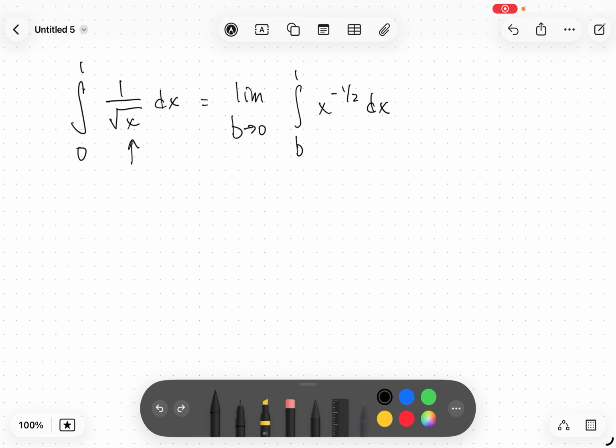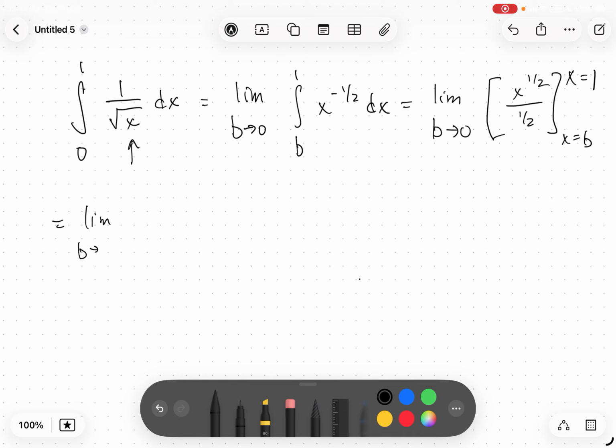Okay, so what we're going to do is find our antiderivative. Same stuff we've been doing, right? So that's going to be x to the 1/2 over 1/2. And that's going to be x equals b to x equals 1, using the fundamental theorem of calculus. And let's clean that fraction up a little bit. We'll just rewrite it in a different form. Dividing by 1/2 is the same thing as multiplying by 2 over 1, right? So this is 2 times the square root of x is what our antiderivative is.